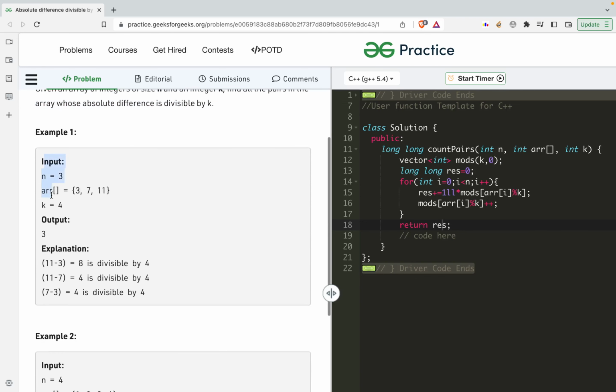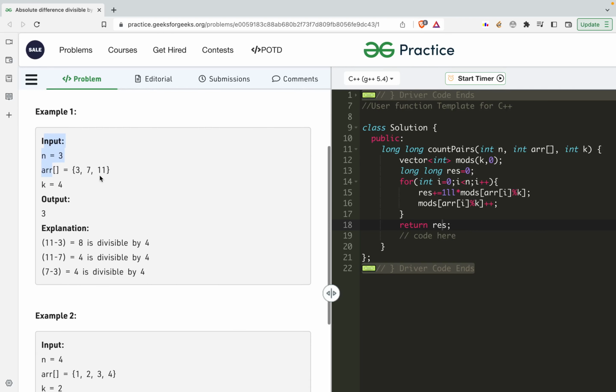In the input provided, the number one test case is that n is equal to 3, so there are a total of 3 elements, and the k over here means that all the pairs that we are going to find should be divisible by k. So let's say the first pair we choose is 3 7. What's the absolute difference? The absolute difference of them is 4. 7 minus 3 is 4. Is 4 divisible by 4? Yes, it is. So this is a valid pair.